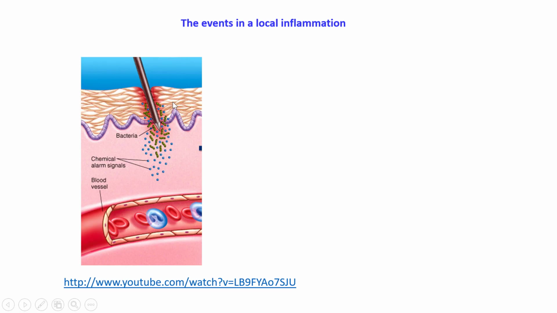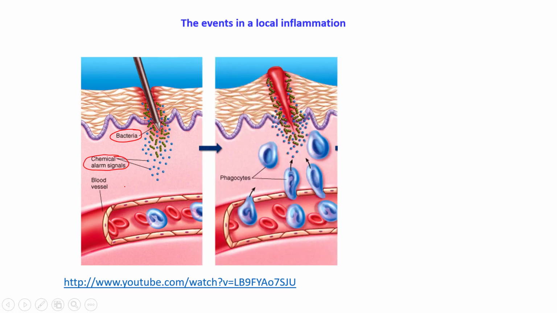So these little green bacteria that you see in this picture, they are inside of the puncture wound, and these damaged cells of the skin start to produce chemical alarm signals. They're shown here in blue. And those chemical alarm signals initiate a chain of events. So what happens? A chain of events that leads to recruitment of white blood cells to this site of injury.